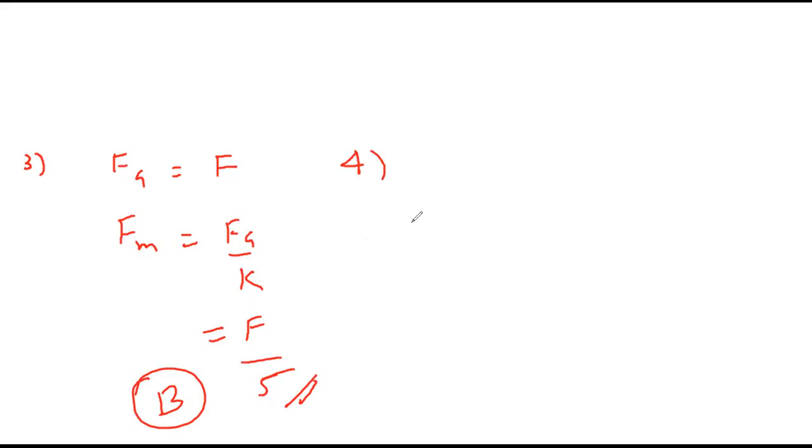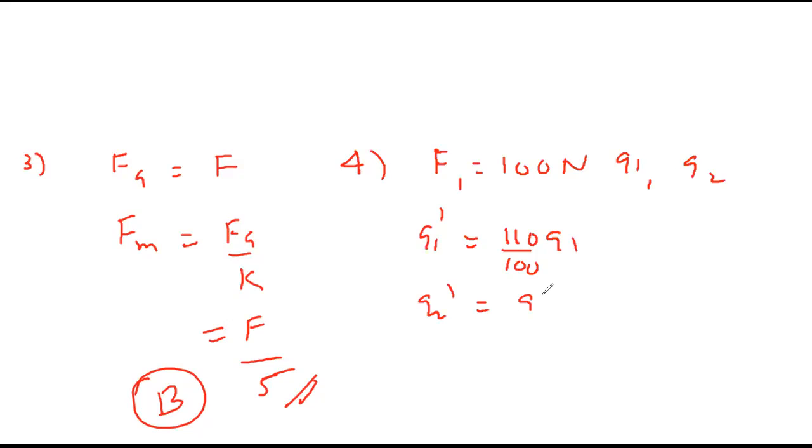Next, two point charges Q1 and Q2 repel each other by a force of 100 Newton. Then Q1 is increased by 10%, so I'm writing Q1 dash is 110 upon 100 of Q1, and Q2 dash is 90 upon 100 of Q2. What is the change in the force of repulsion between them if they are kept at the same distance?